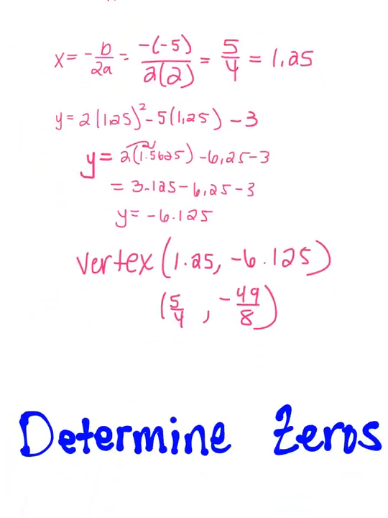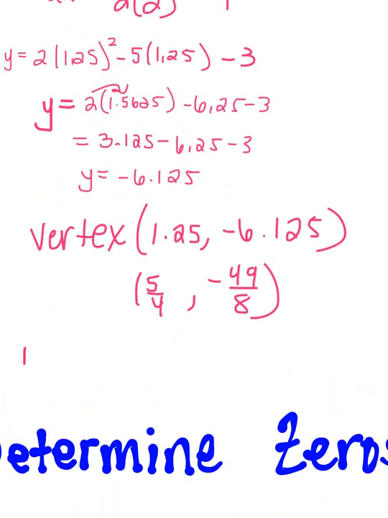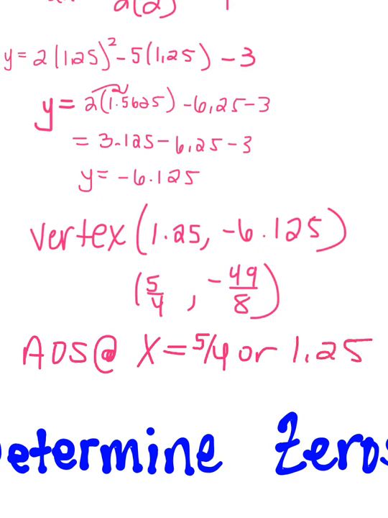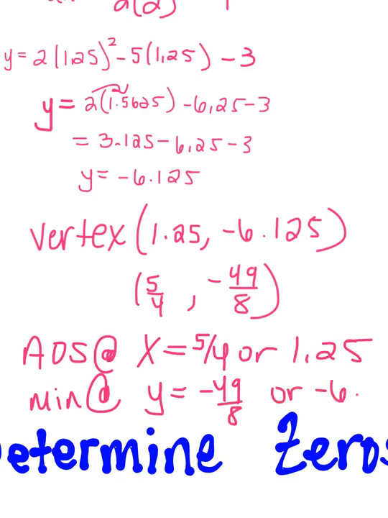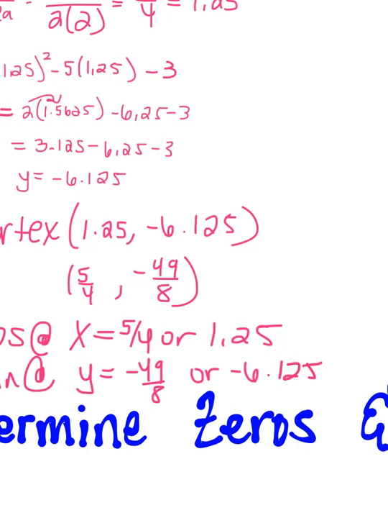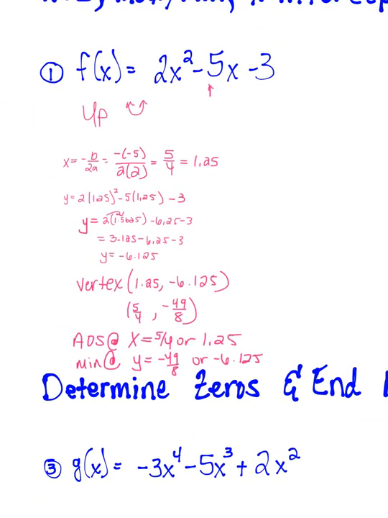All right, so if I ask you guys what the axis of symmetry is, AOS is at x equals what? 5 over 4 or 1.25. If you do not put x equals, I'm taking points off just like I did on the quiz. And then the minimum, negative 6.125. There's a minimum at y equals negative 49 over 8 or negative 6.125. Everybody understand that? You see that?